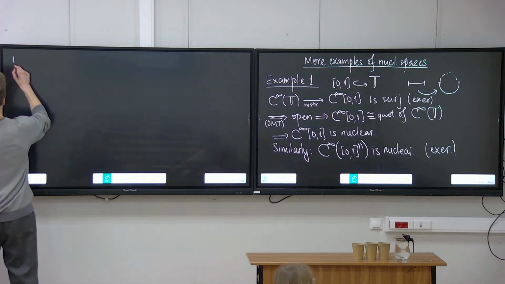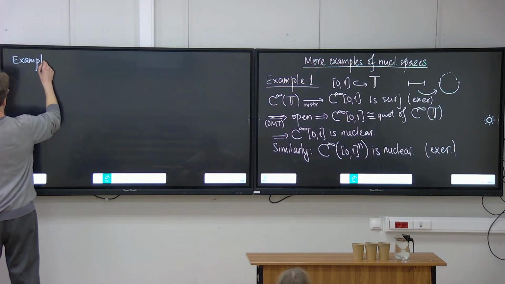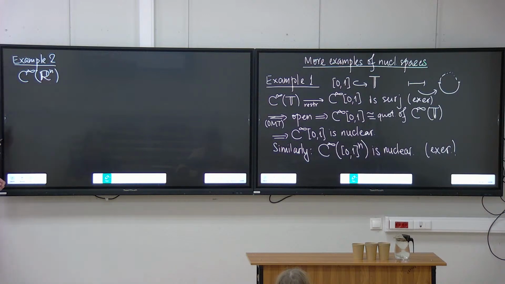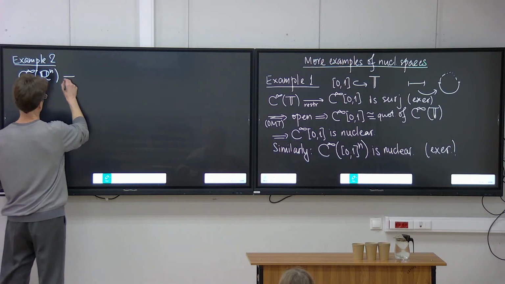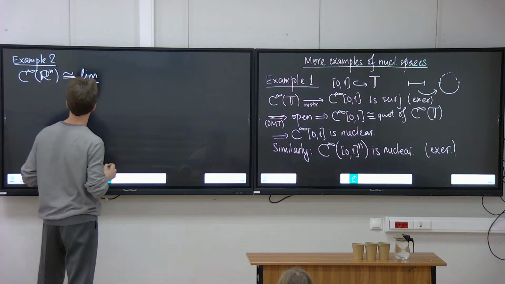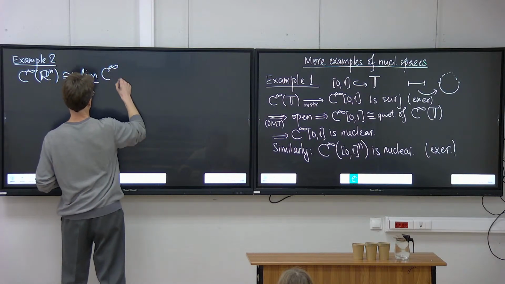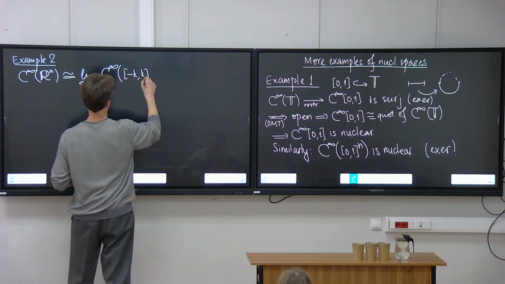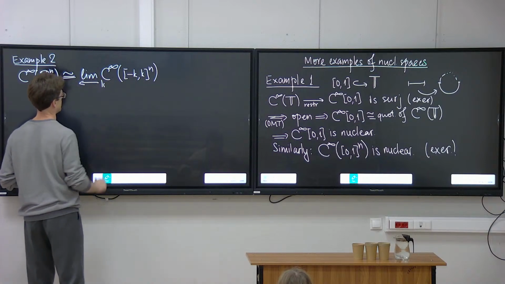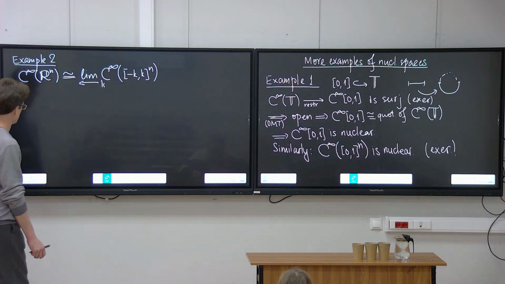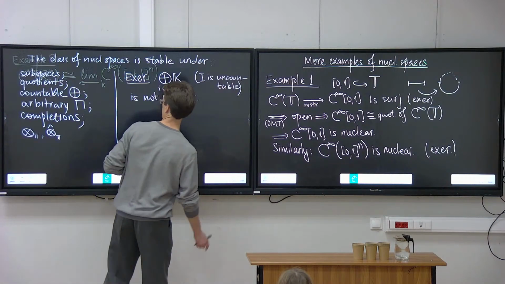Example 2. Let's now take the space of smooth functions on R^n and observe that it is isomorphic to the projective limit of spaces of smooth functions on the closed cubes. The limit is taken over K. Now these spaces are nuclear, and it follows from our stability result.